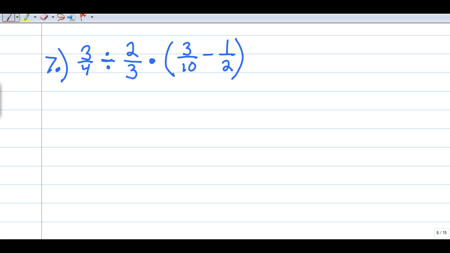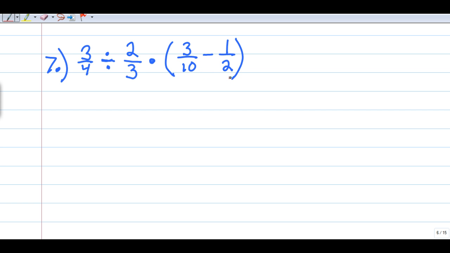Question number 7, we'll continue by simplifying using the order of operations. Here we have 3/4 divided by 2/3 times the difference of 3/10 minus 1/2. Order of operations says that we will complete what's inside the parentheses or grouping symbol first. We have 3/10 minus 1/2.